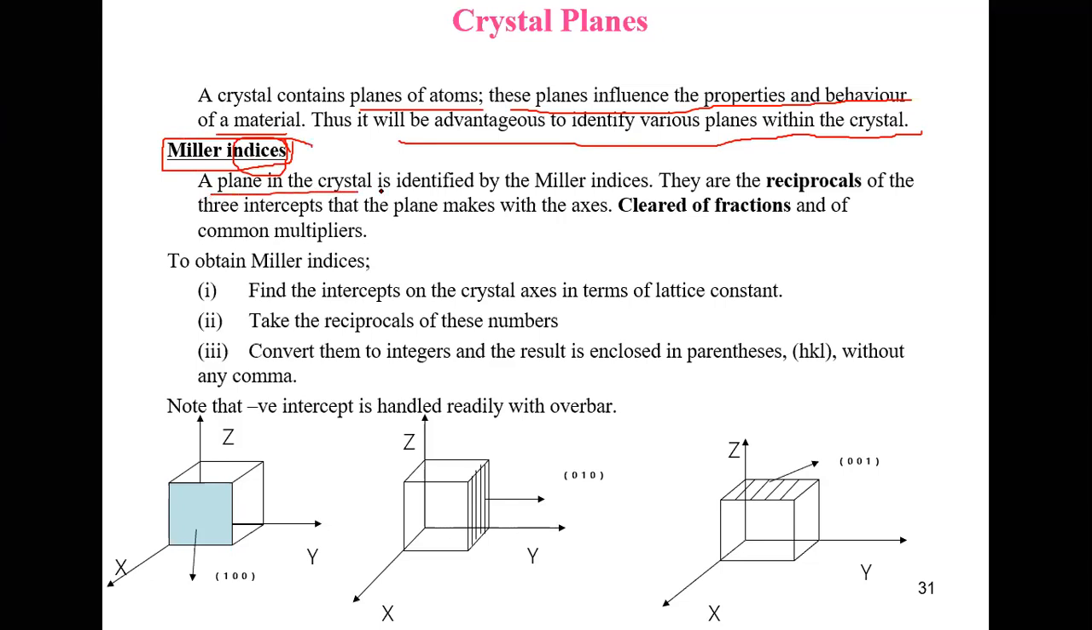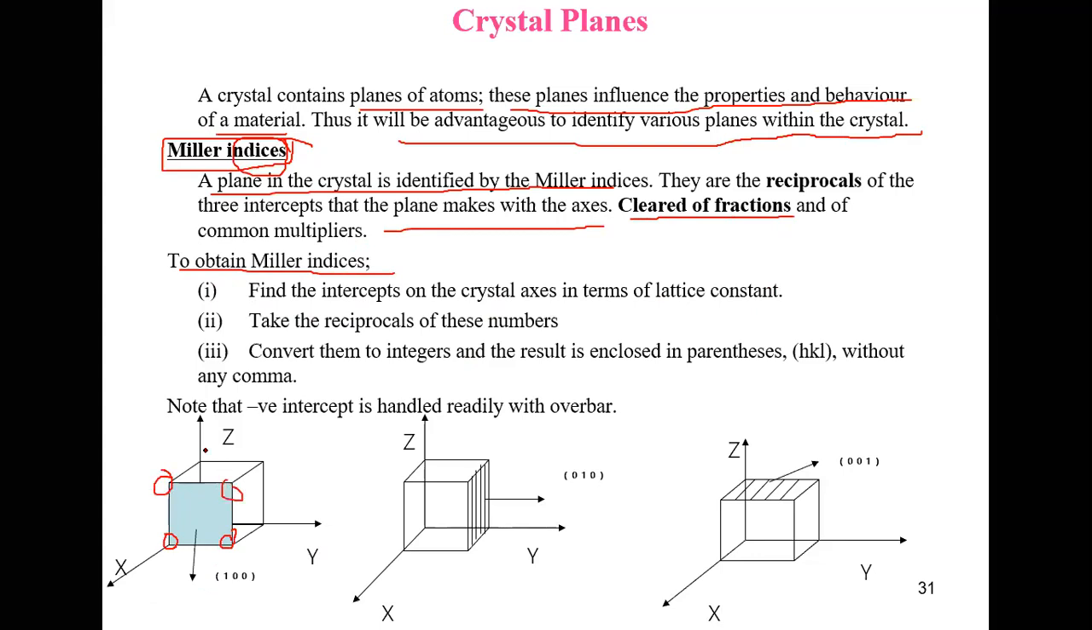Miller indices are constructed in the following way. A plane in the crystal is identified by Miller indices. They are basically the reciprocals of the three intercepts that the plane makes with the crystallographic axes. Then you clear the fractions and common multipliers. Let me tell you in detail about that. To obtain Miller indices, you need to work step by step. At first, you should find the intercepts on the crystal axes. The crystal axes are the x-axis, y-axis, and z-axis. Suppose we are considering this plane.